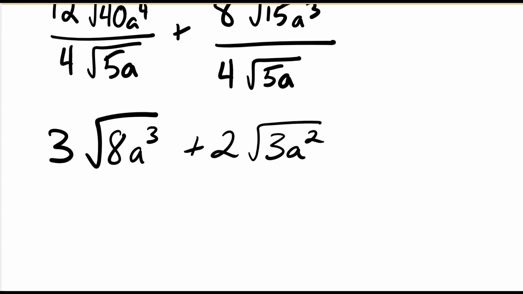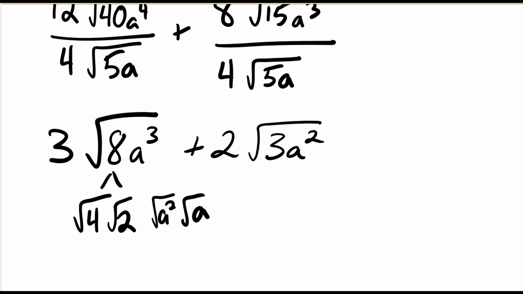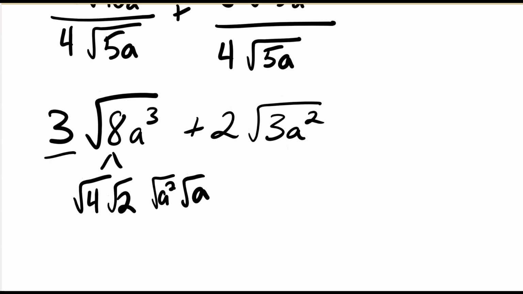You always have to ask yourself, am I looking at a cube root? Am I looking at a square root? Am I potentially looking at a 4th root? Because that determines how you break down those constants and those variables. But in this case, 8's pretty small, so 4 can go into that. And a cubed, again, pretty small. That's just a squared times a. So 3 times 2 would be 6, times radical a squared turns into a. And what I have left under the radical is 2a.